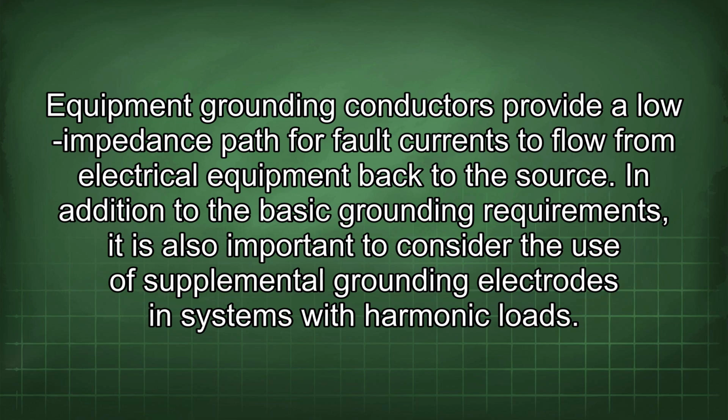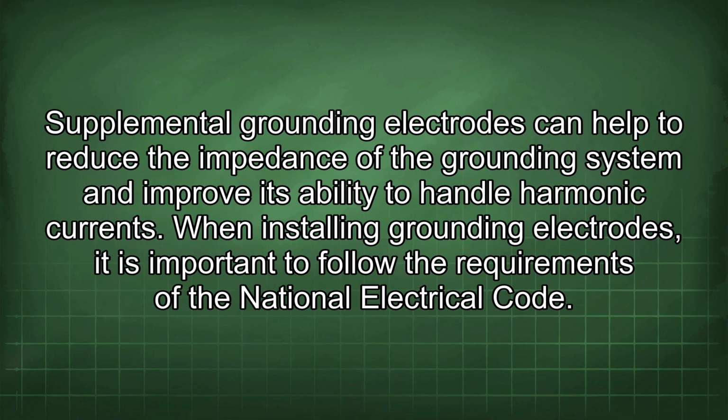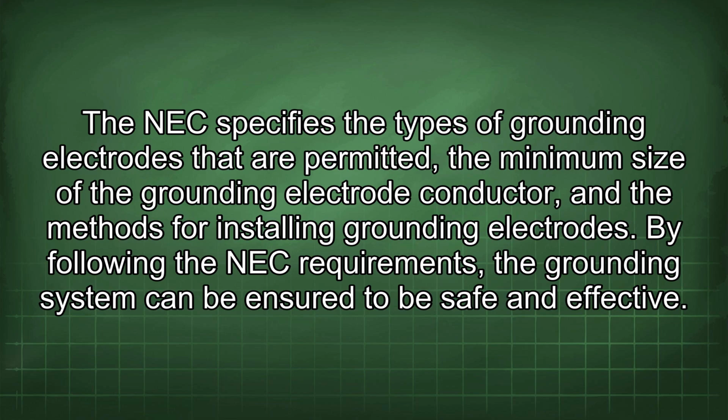In addition to the basic grounding requirements, it is also important to consider the use of supplemental grounding electrodes in systems with harmonic loads. Supplemental grounding electrodes can help to reduce the impedance of the grounding system and improve its ability to handle harmonic currents. When installing grounding electrodes, it is important to follow the requirements of the National Electrical Code. The NEC specifies the types of grounding electrodes that are permitted, the minimum size of the grounding electrode conductor, and the methods for installing grounding electrodes.